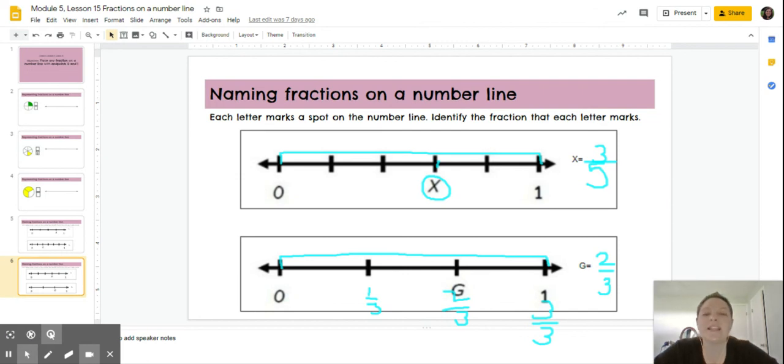All right, I hope this little lesson teaches you how to plot and name fractions on a number line. Go ahead and try the activity or the questions that we've posted for you this week, and we look forward to checking your work.